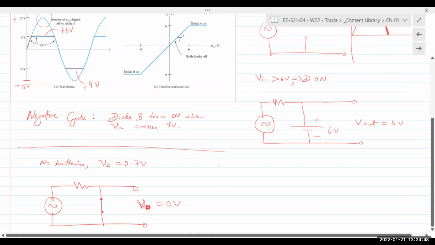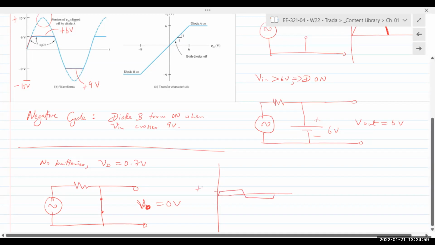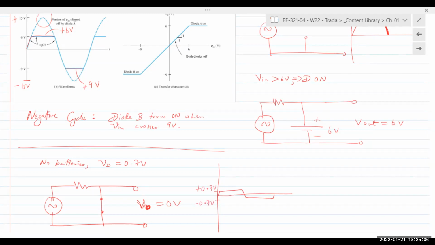So the output of just 2 diodes with nothing will simply be like this. That's it. This would be plus 0.7. This would be minus 0.7. Everything else will be clipped. Does that make sense? So that's why we introduce a battery depending on how much we want to clip. Okay, questions?